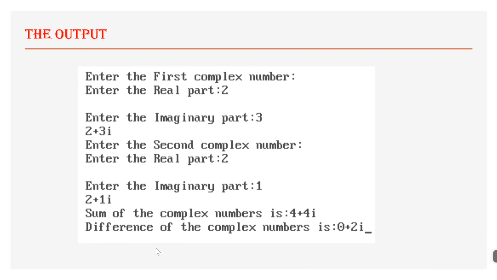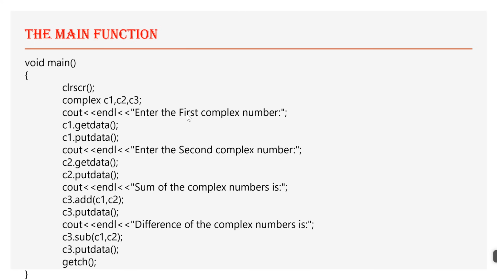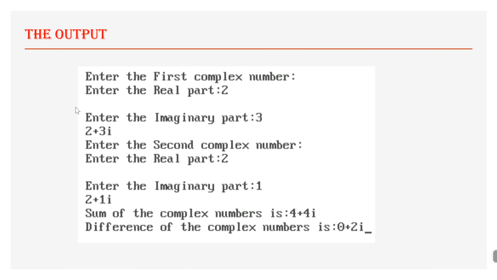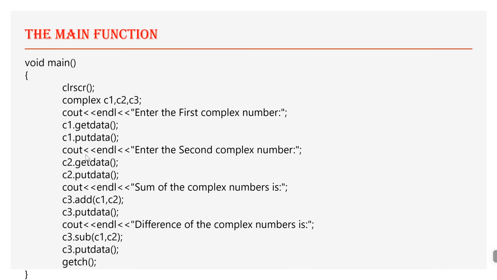Now you will get an output something like this. Enter the first complex number. So you are reading the real part as 2 and the imaginary part as 3. So now 2 plus 3i is the first complex number. Now see, enter the second complex number.